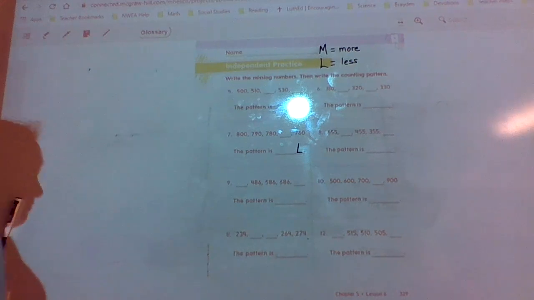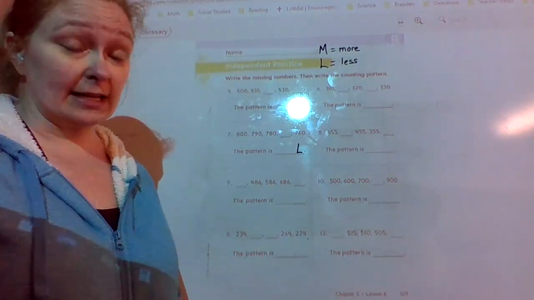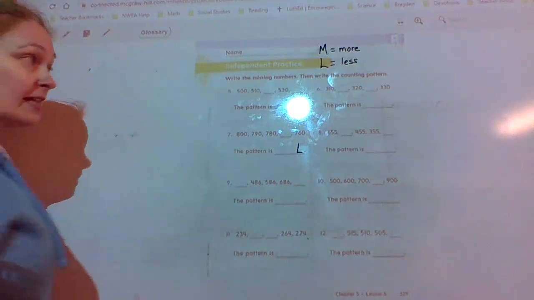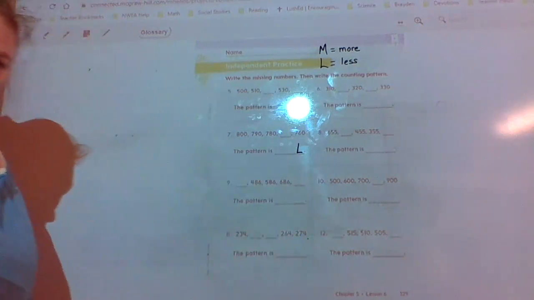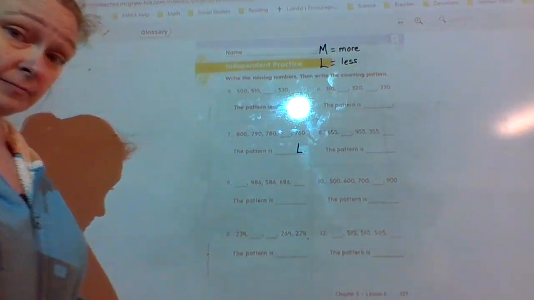So that way you don't have to write out the whole word. You may absolutely write out the whole word. That would be great. But I know some of you have some big handwriting. Try to work on that. Make it a little smaller. But since it won't always fit, you can go ahead and write the M or the L, okay? It's totally up to you. Whatever's easier and makes more sense for you. All right? And then on page 330, we have the same.